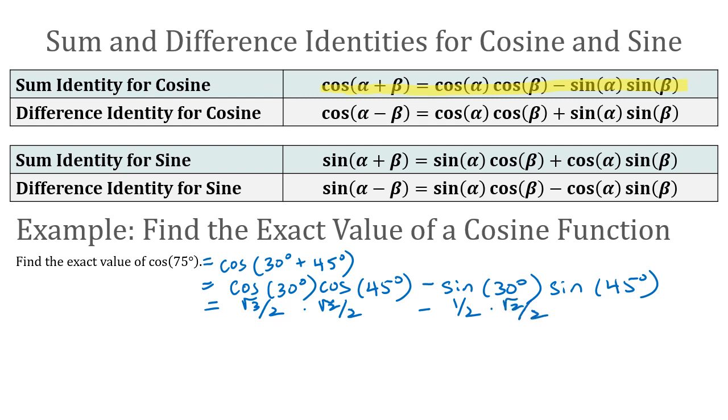Okay, and so when I multiply this, I can already see that I'm going to have a common denominator, so let's go ahead and just write those all together. This is going to equal the square root of 6 minus the square root of 2 all over 4.